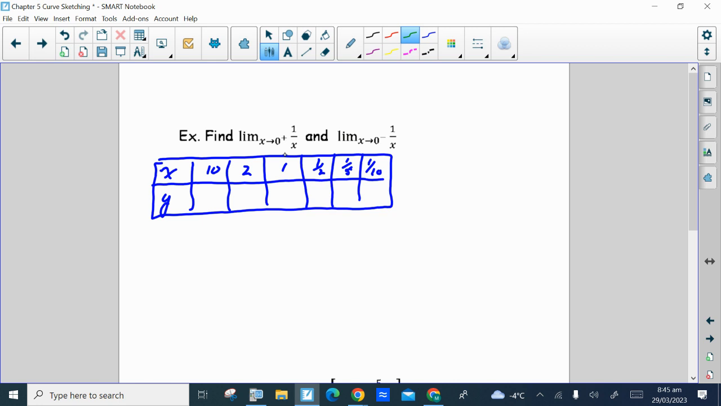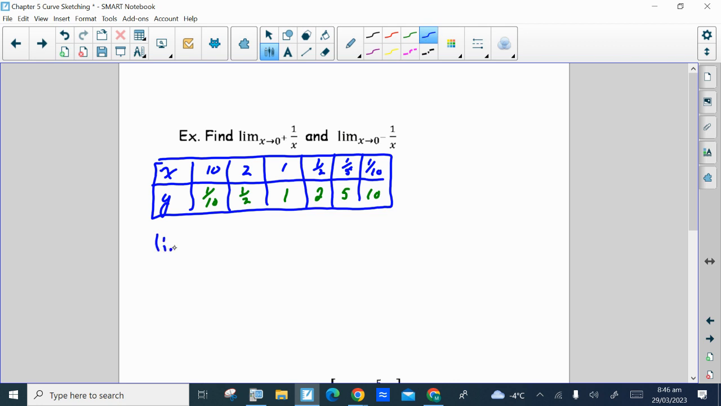So when x equals 10, 1 over x will be 1 over 10. When x equals 2, 1 over x will be 1 over 2. So right now, our values are getting larger. When x equals 1, 1 over 1 is 1, so we're still getting larger. 1 divided by a half is the same as 1 times 2 over 1, right? Dividing by a fraction is the same as multiplying by the reciprocal. So 1 times 2, 1 times 5, and 1 times 10. So we can see then that as x approaches 0 from the right side, the value of y will just keep getting larger and larger.